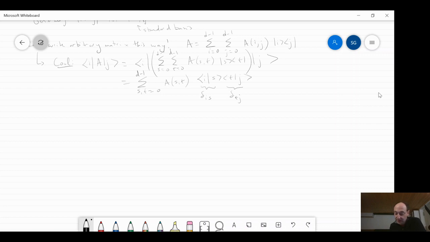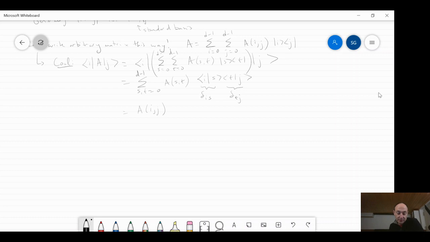So in particular, what this means is that unless i equals s, this term disappears, and unless t equals j, this term disappears. And so the only terms in this double sum that will survive are the ones where s equals i and t equals j. So in particular, I don't have a sum at all. I just have one term, when s equals i and t equals j.